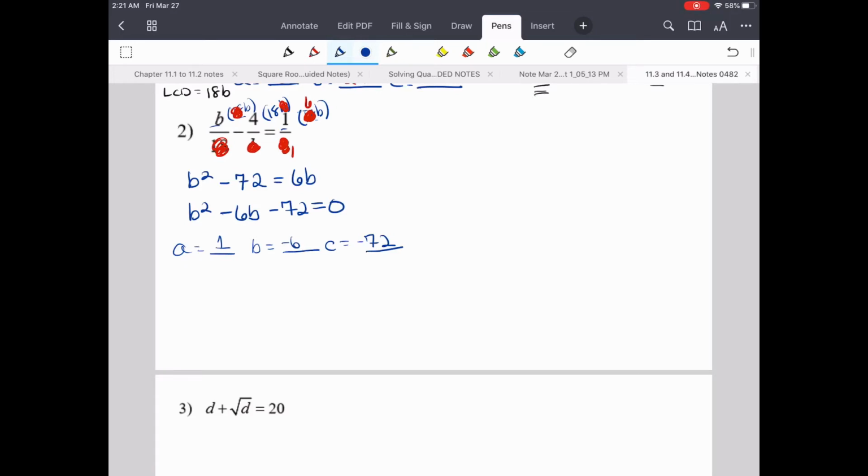I'm comfortable enough, maybe you are too, with using the product sum method and just factoring that out and seeing how that comes out. I can just do this. And so that 72 is our product. If you don't know those off the top of your head, you can just write them up. You've got 1 and 72, 2 and 36.